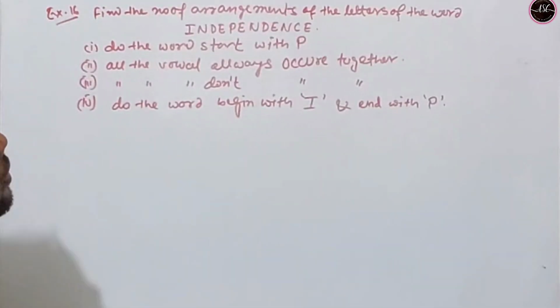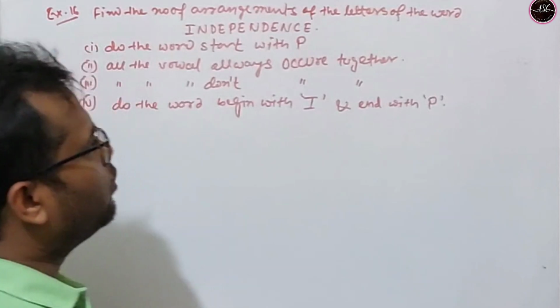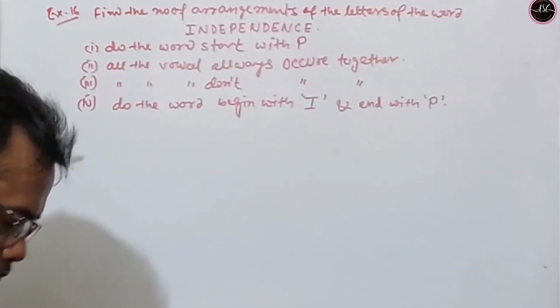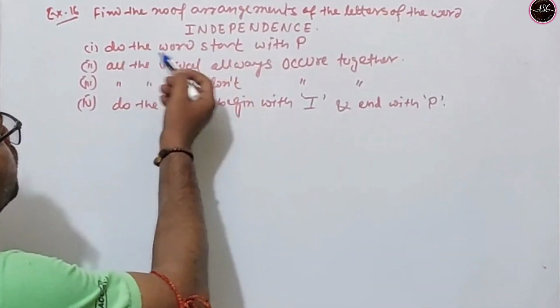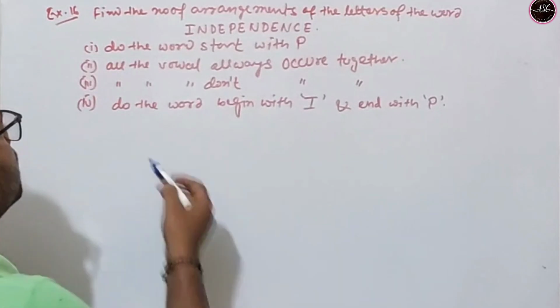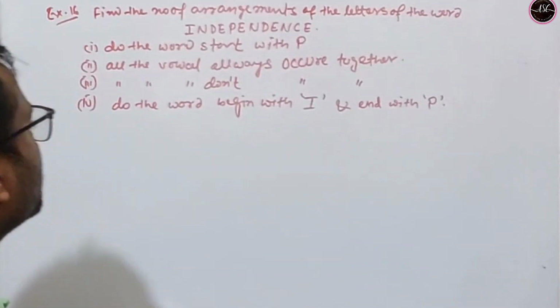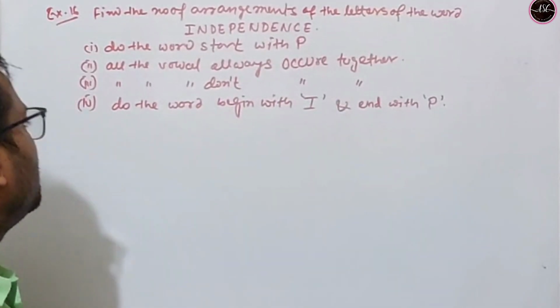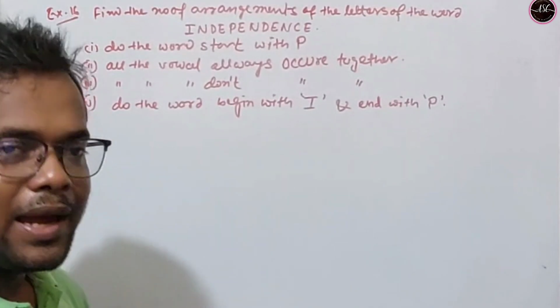Now look at this question. Find the number of arrangements of the letters of the word independence. Number 1: does the word start with P? Question 2: all the vowels always occur together. All the vowels don't occur together. And when does the word begin with I and end with P?